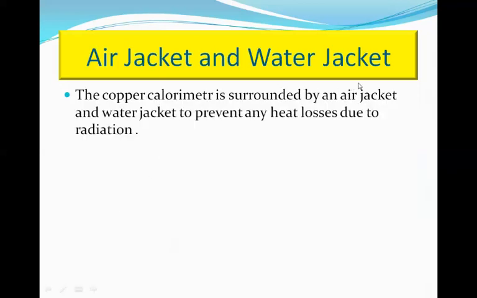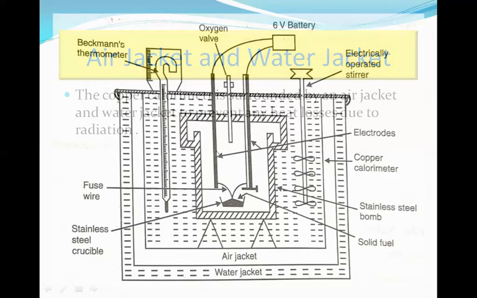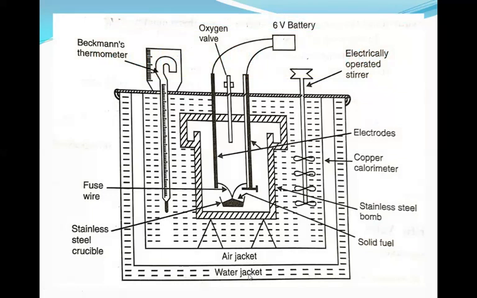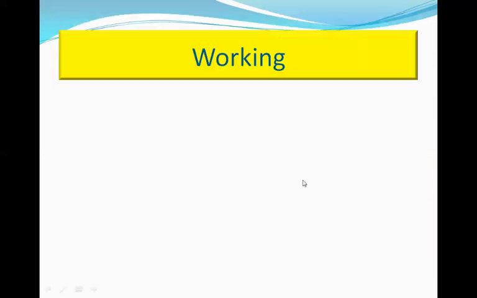So the air jacket and water jacket are present in order to prevent the heat loss by radiation during the process. As it can be seen in this diagram, this is the air jacket and this is the water jacket. They act as an insulator, and therefore only the temperature rise of the water is measured with the help of this Beckman thermometer. During the entire process, the electrically operated stirrer is kept on so that uniform heating is carried out.